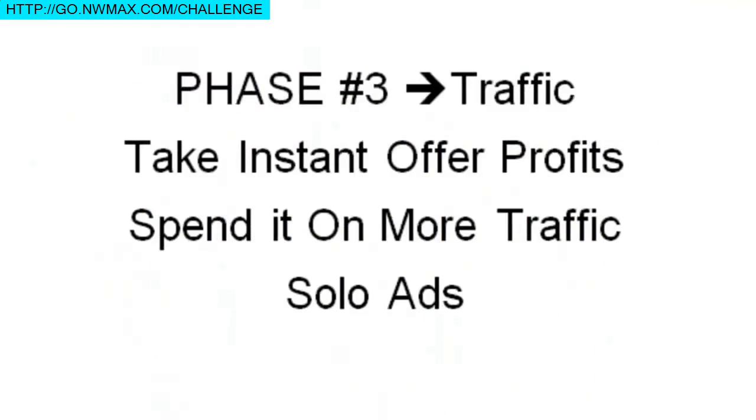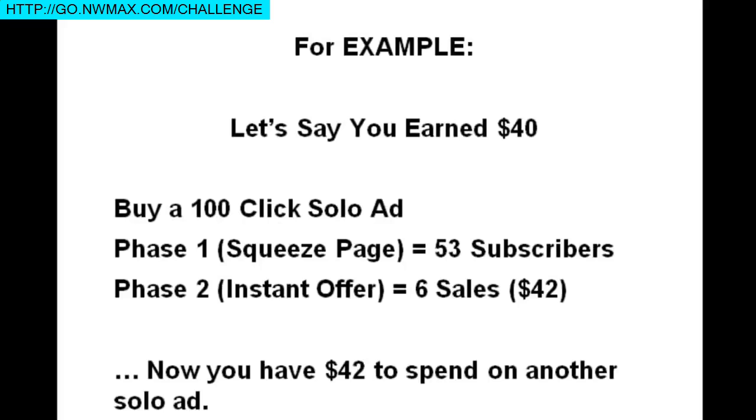The third phase of the process is pretty fun if you think about it. It's just about taking the money that you earned in phase 2 and then spending it on more traffic. That's it, and that is all. So let's say, for example, that from your free traffic sources, you've managed to earn $40 in affiliate commissions through your instant offers and through your follow-up emails. Well, for $40 in the phase 3 cash spending process, you could buy a 100-click solo ad for $40. That's about the average price range.